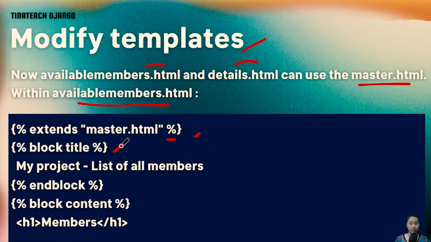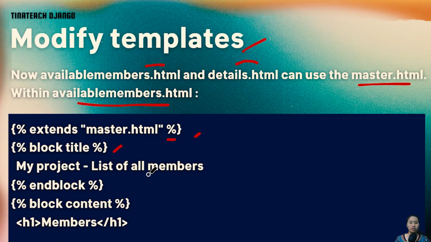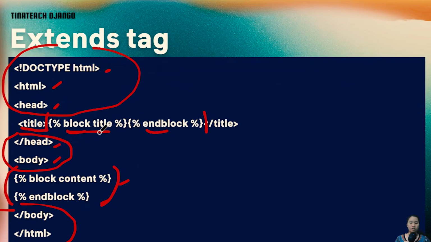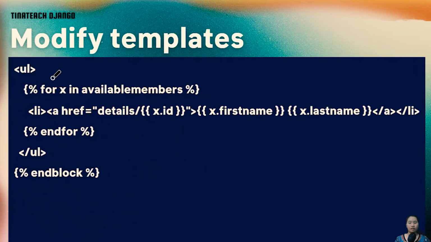We have block title over here. My project list of all members. So this goes here. Okay, I'll erase this a little bit. It looks a bit crowded. End block content, right? H1 members. And then unordered list. Right, for this unordered list is unique. You can't just put it in the master.html file. For x in available members, right?